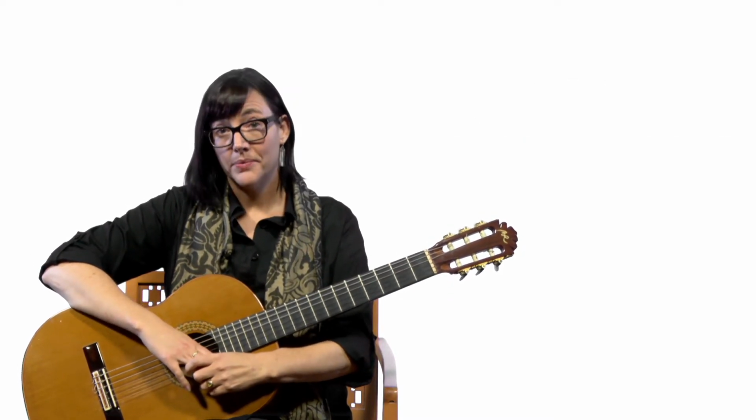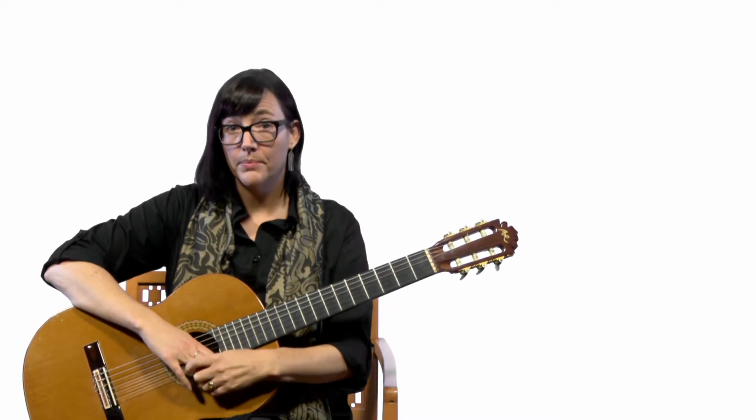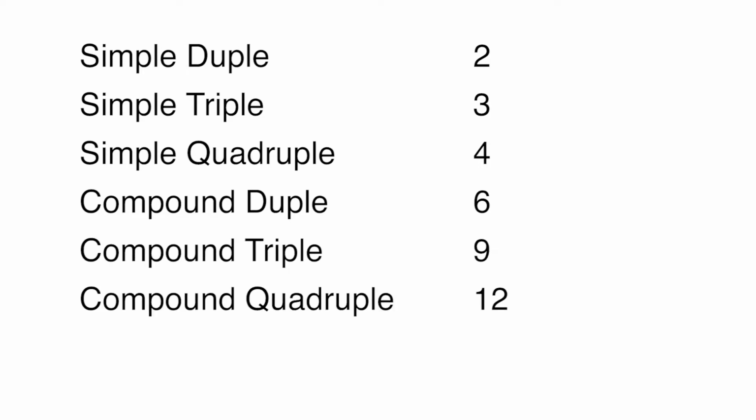To determine meter, you can employ the following shortcut. Look at the top number of the time signature. So, for example, simple duple has a 2, simple triple has a 3, simple quadruple has a 4, compound duple has a 6, compound triple has a 9, and compound quadruple has a 12. So what does the bottom number of the time signature suggest?